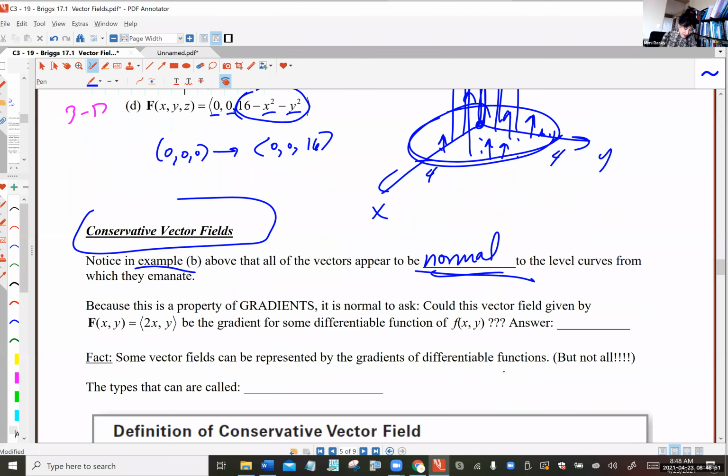So because this is a property of gradients, it's normal to ask, could this vector field that had that nice graph where all the vectors were normal to the level curves, could this be somebody's gradient? Could it? And the answer is yes, it could. In fact, it is. Yeah, well, who cares? You care. Because here's why.